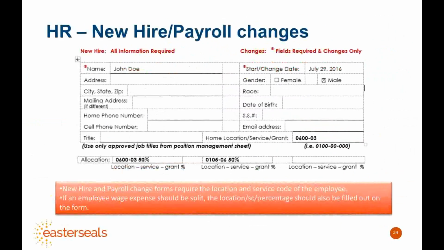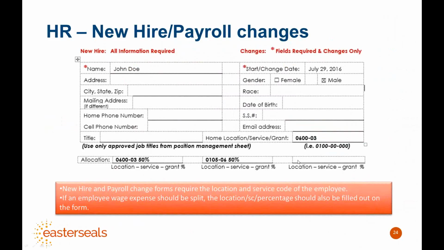A form that supervisors have to complete that needs coding is the new hire / payroll change form. On this form, the only thing required is the location and service code. When entering this information, please keep in mind where the employee is working and the service capacity that the employee will be working in, because that will be their location and service code. For instance, let's say a new hire that's working in a MAR in the child care capacity, you would select 0600 for a MAR and 03 for child care.